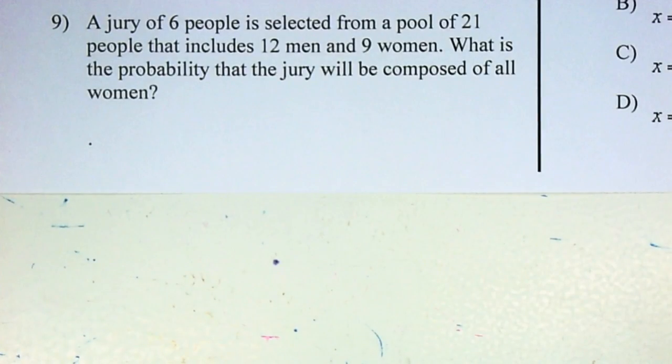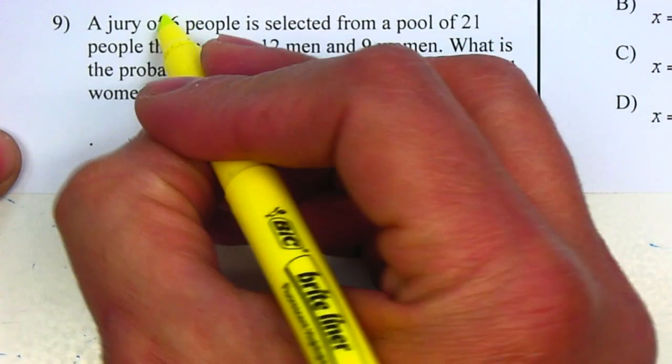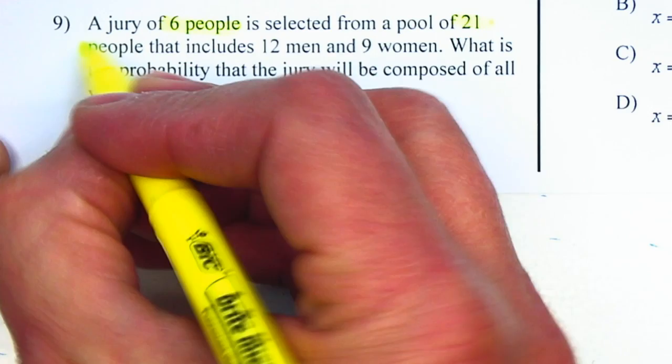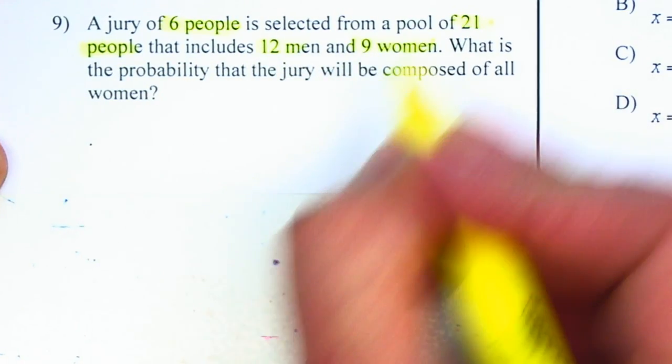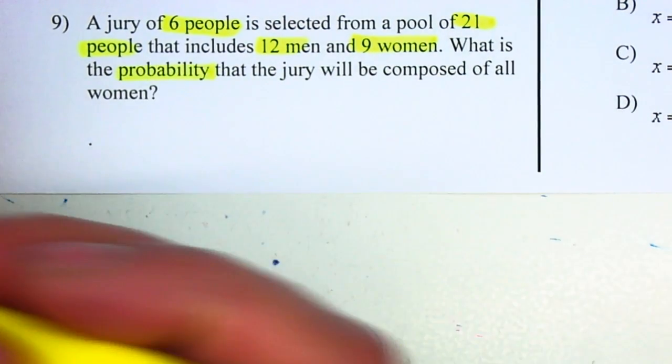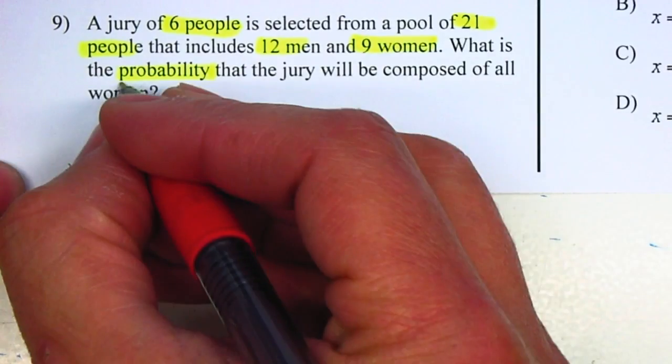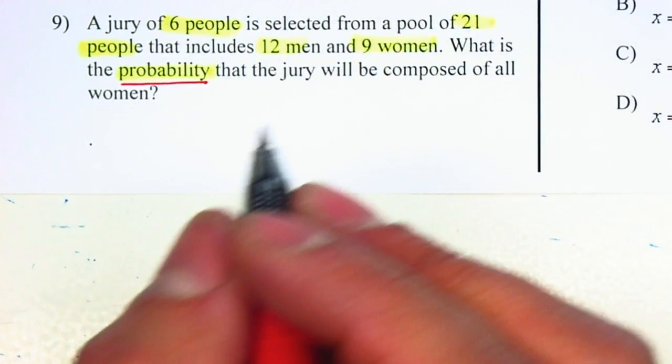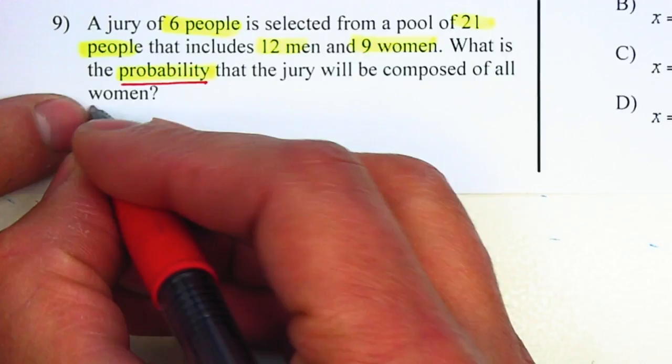Now let's continue with problem number 9. On number 9, it says a jury of 6 people is selected from a pool of 21 people that includes 12 men and 9 women. What is the probability? As soon as you see probability, you know you need to end up with a fraction, that the jury will be composed of all women.